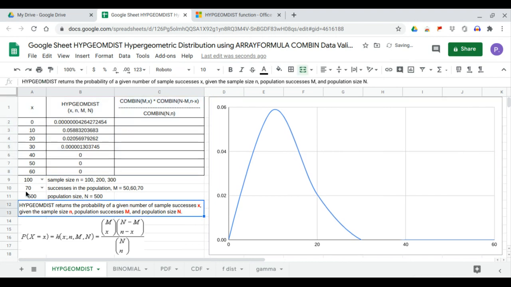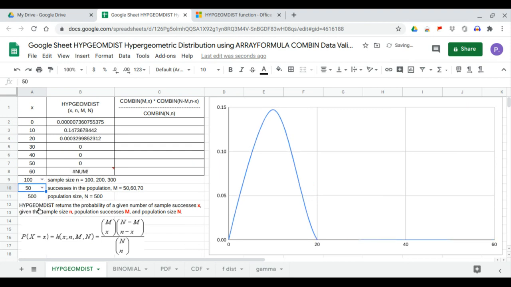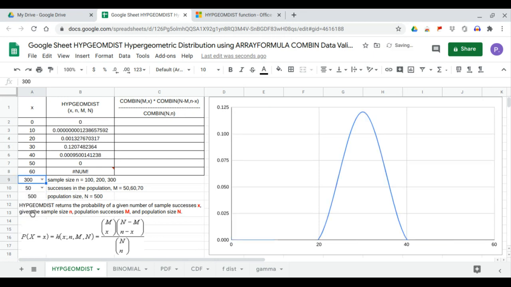So from here, you can generate a dataset for a population success of 50. If the sample size is 300 or 50, you can also use 70.